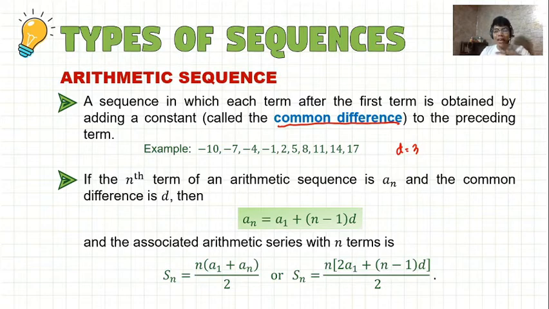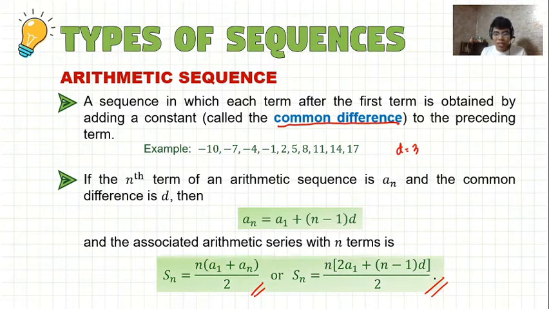So kailan natin gagamitin itong first? So magagamit itong first one if a sub n, a sub 1, and n are given. Itong pangalawa, magagamit siya if hindi ibinigay si a sub n. Instead, ang common difference yung ibinigay. Okay, so just choose which of the two ang pwede nating gamitin. It depends on the given value sa problem.